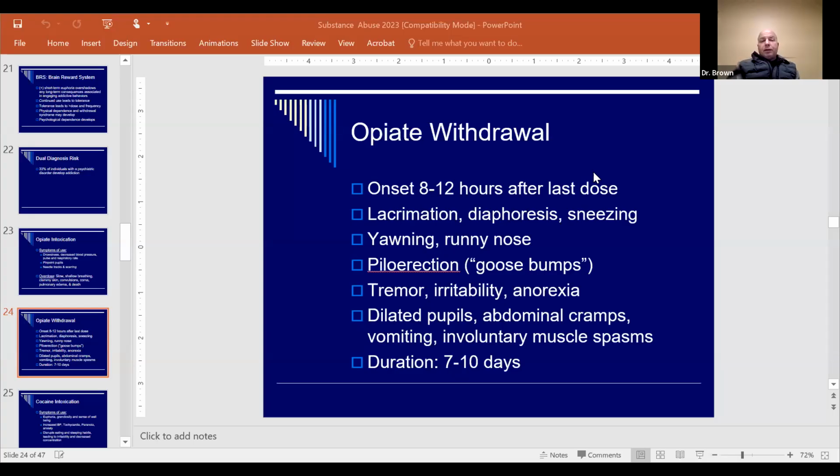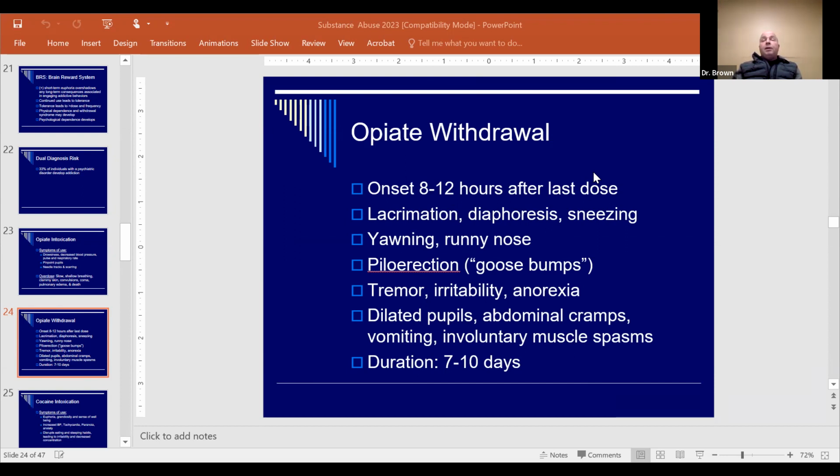So opioid withdrawal can occur 8 to 12 hours after. So what question are you going to ask your patient? When's the last time they used? Okay. So when they're going through withdrawal, they'll be yawning, they'll have a runny nose. A lot of times they'll sneeze, they'll get goosebumps all over them. So when you take your state boards, they're not going to ask you specific questions like that, but they will ask what you might expect in withdrawal.